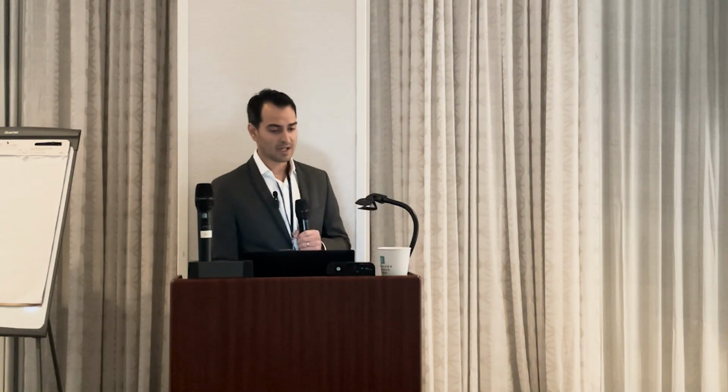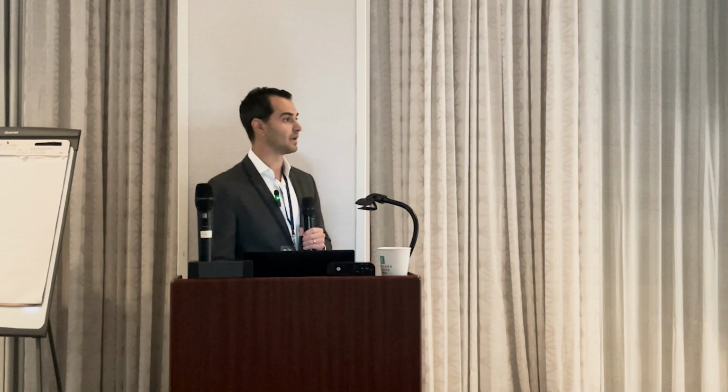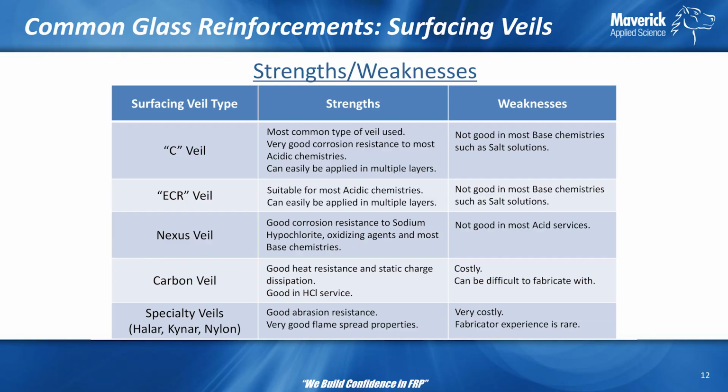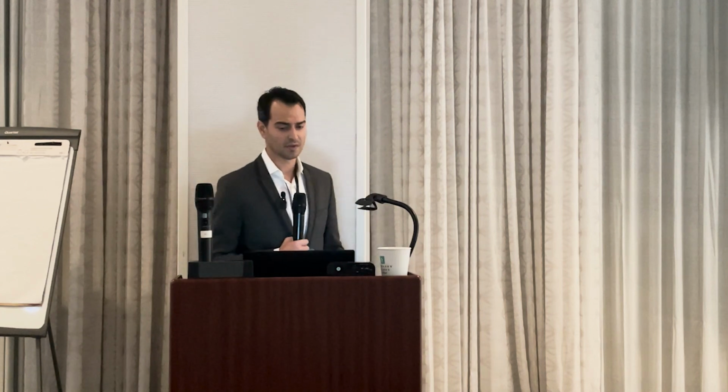We have different types of veils like C veils, ECR veils, Nexus and carbon veils. And we have a table here explaining the strengths and weaknesses of each of them. C veils and ECR veils are very similar. The strength of these materials, or these glass reinforcements, is that they have very good corrosion resistance to most acidic chemistries, and they can easily be applied in multiple layers.